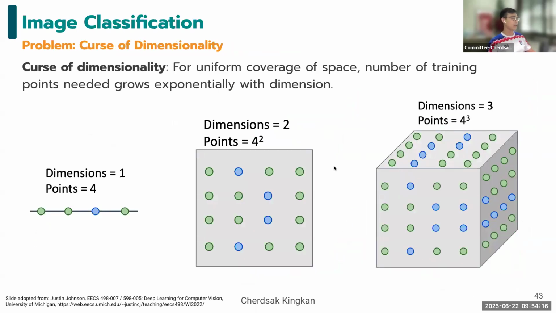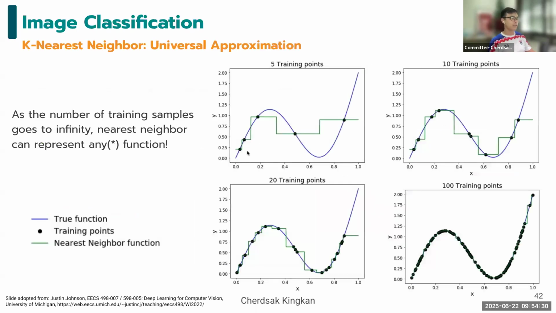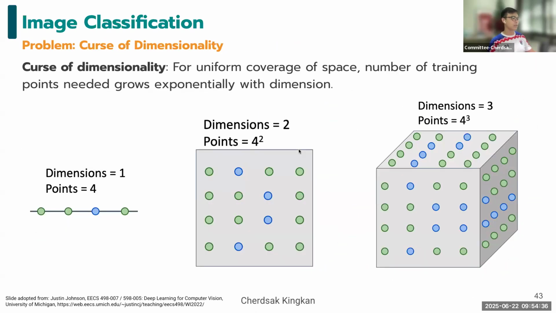And another property that we have to be aware of is the problem with k nearest neighbor we call the curse of dimensionality, which means that if we want the k nearest neighbor to approximate some functions, the number of samples that is required for the k nearest neighbor to do well on that data set would be exponential in the dimensions of that data set.